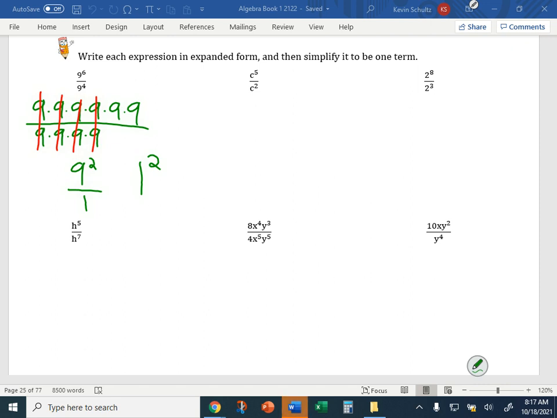Where do you think they would get that 1 from? Claire? They subtracted it, and they just looked at it, and they did 9 minus 9, and then 6. Not minus 9, but they treated these 9s as coefficients instead of bases, right? So they took 9 divided by 9 to get 1 and then subtracted the powers.